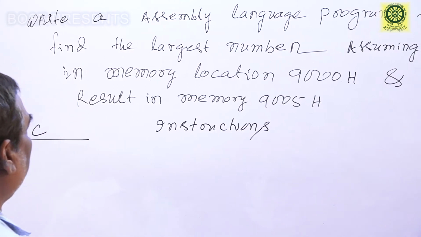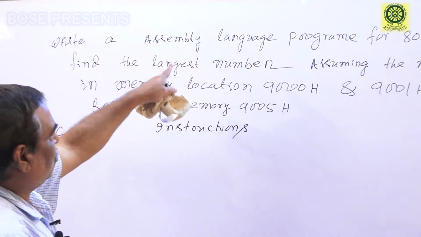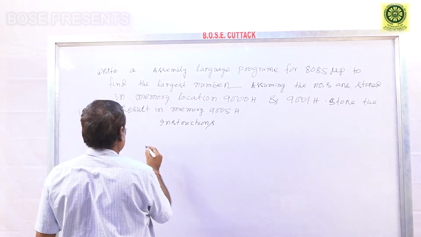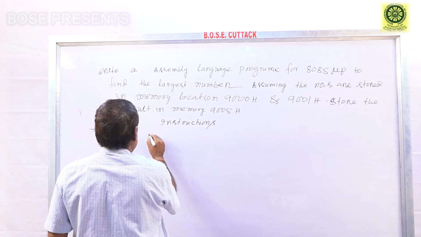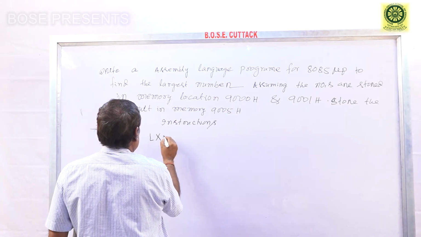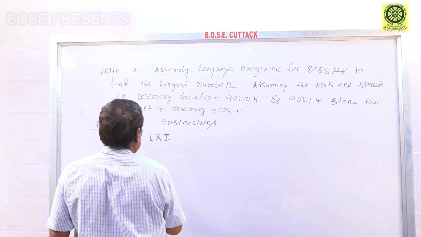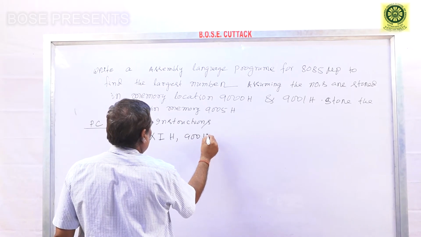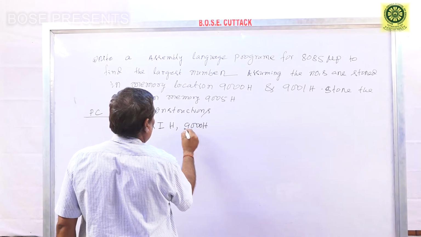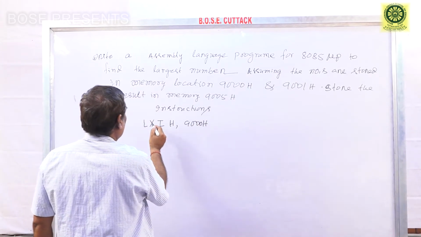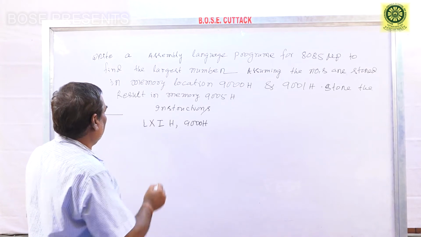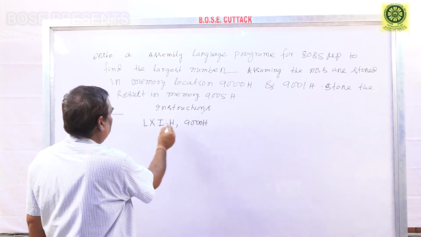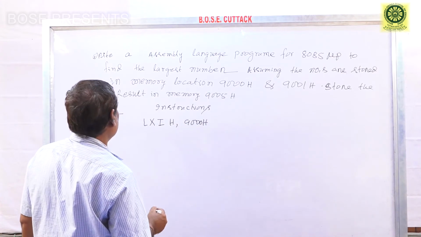First of all, the number is stored in memory location 9000H. So first we should get the first number. How to get the first number? For that, we use the instruction LXI H, 9000H. That means the address of the memory location is 9000H, and we always store the address in the HL pair. So LXI H, 9000H is our first instruction.